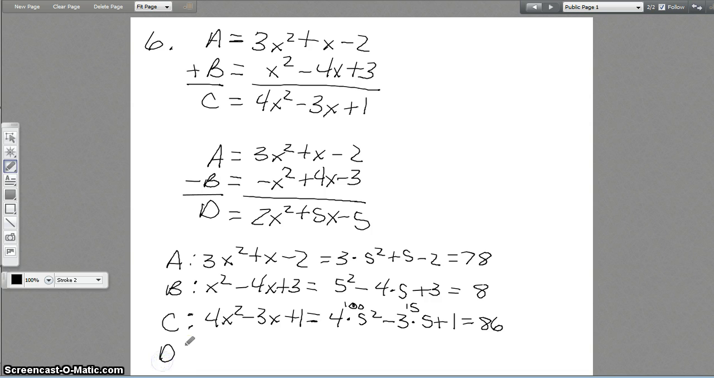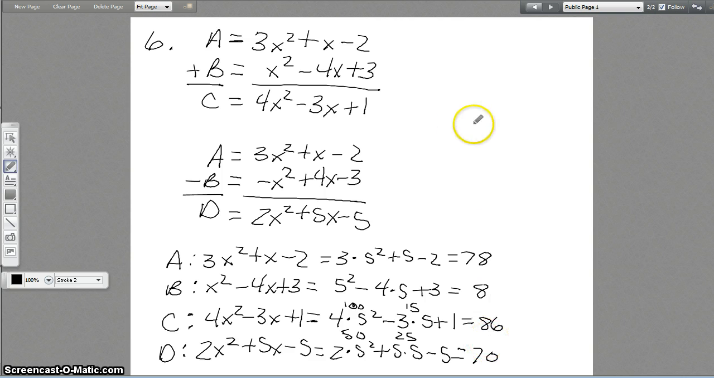Okay, polynomial D. Again, we're going to plug in 5 in place of x. First, we'll copy the polynomial down. It's 2x squared plus 5x minus 5. Okay, so now I will replace our x's with 5's. 2 times 5 squared plus 5 times 5 minus 5. Okay, 5 squared is 25 times 2 is 50. And 5 times 5 over here is 25. So 50 plus 25 is 75. Minus 5 is 70.